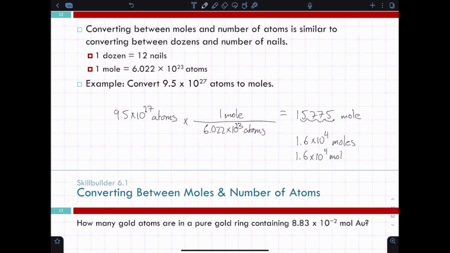So it's just another conversion factor. We're just canceling out atoms with atoms to get moles.